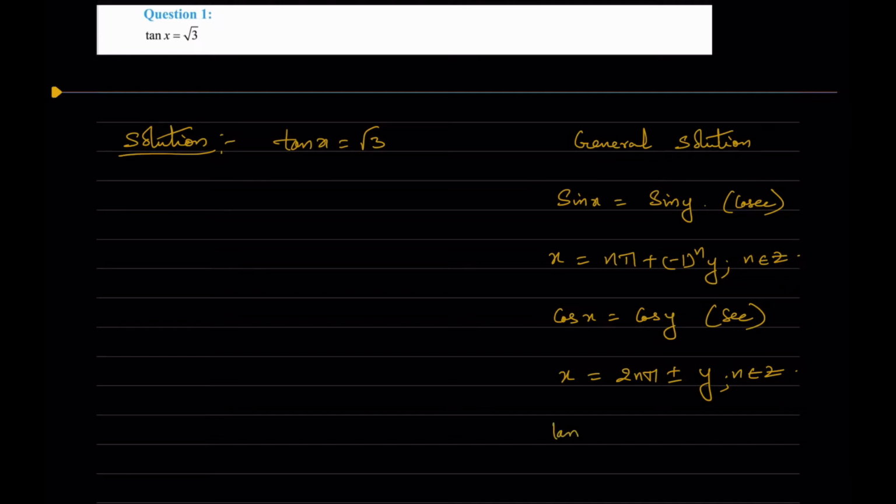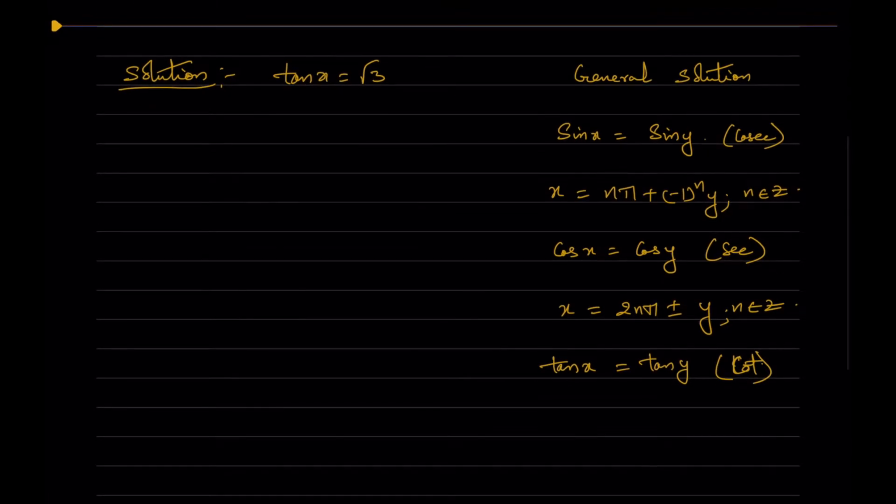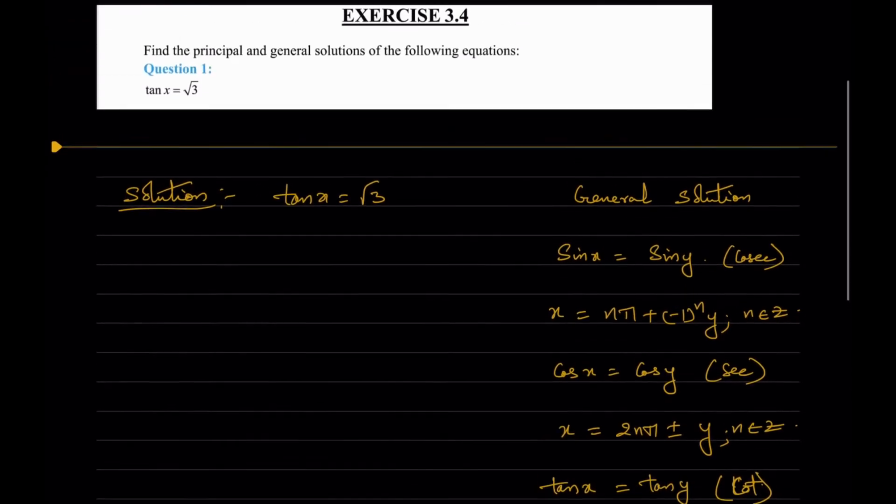Next, the last one we have is tan x is equal to tan y. Now this is the same for the cot value. Even the trigonometric ratio cot has the same general solution. So x is equal to n pi plus y, where n belongs to capital Z, the set of integers. So these are the general solutions for the given trigonometric ratios.